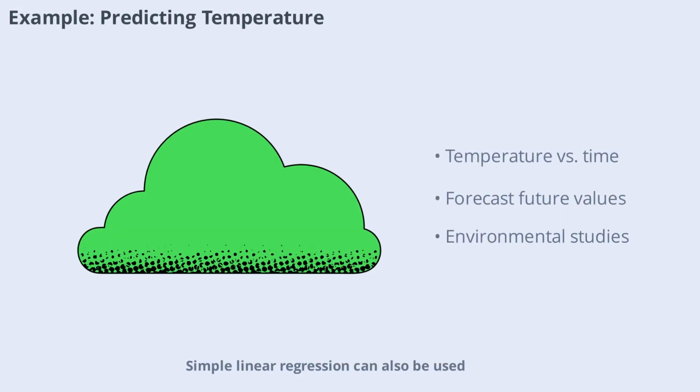Simple linear regression can also be used to predict temperature based on time of day. By collecting temperature readings at different times, you can model the relationship and forecast future temperatures. This method is commonly used in weather analysis and environmental studies.